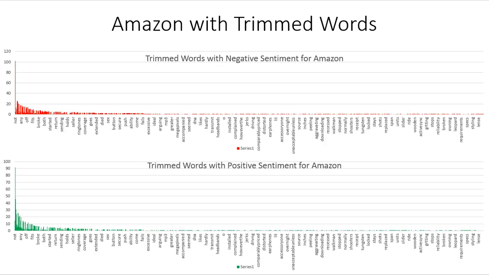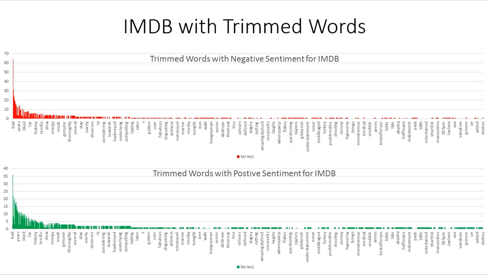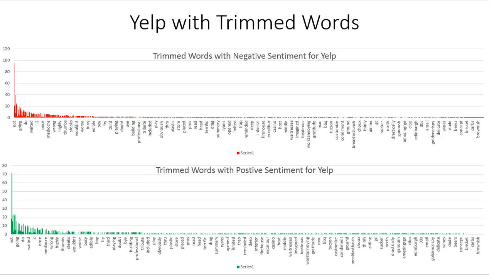So here's our data for the Amazon database with trimmed words with negative and positive sentiment. Then the data for IMDb with trimmed words that show negative and positive sentiment. And finally, the words in Yelp that were trimmed with negative and positive sentiment.